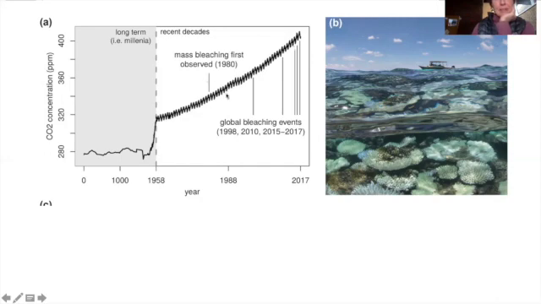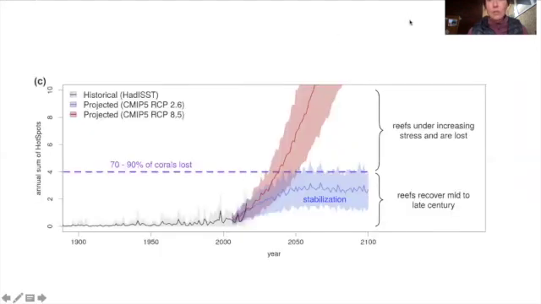And these lines are bleaching events. So the first one was in the 1980s. And these are mass bleaching, global bleaching events. But then 1998, 2010, 2015, 2016, 2017, they're happening every year now. I hope that you guys have seen the coral reefs because your kids aren't going to. And that sounds dramatic, but it's not.